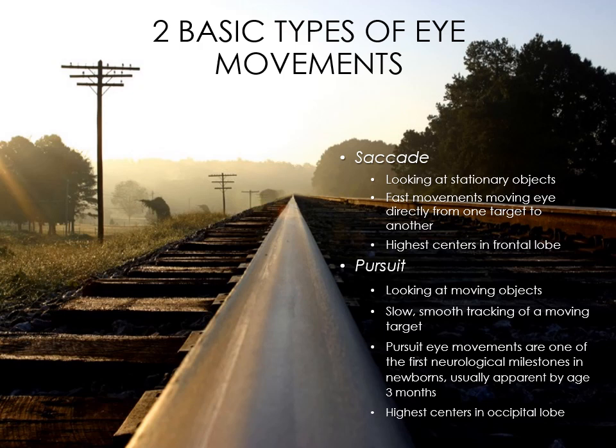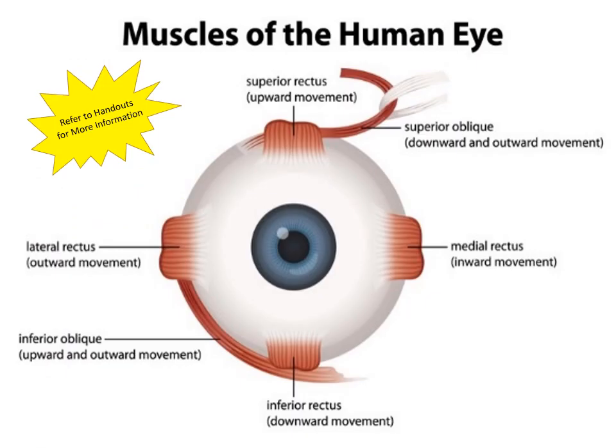Pursuit eye movements occur when you're looking at a moving object. These are smooth, slow tracking of a moving target. Pursuit eye movements are one of the first neurologic milestones in newborns. The highest centers in the occipital lobe are what innervate this function. 6 extraocular muscles control the movement of each eye, 4 rectus and 2 oblique muscles.